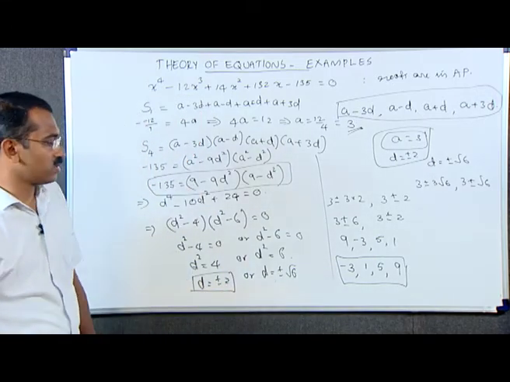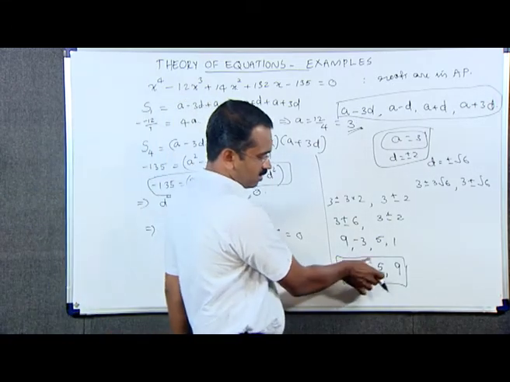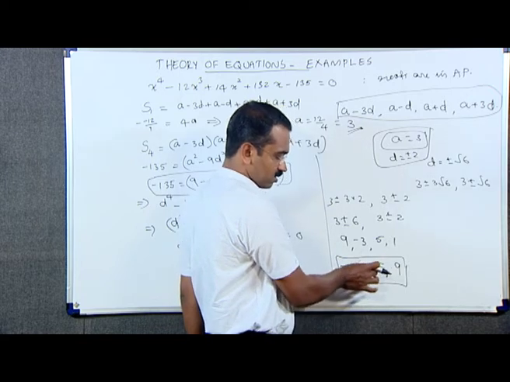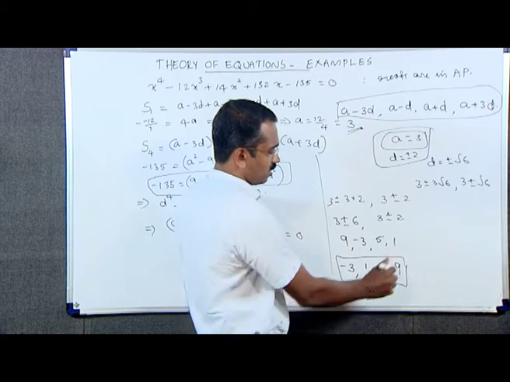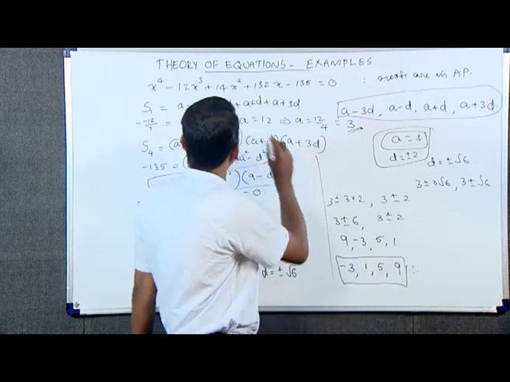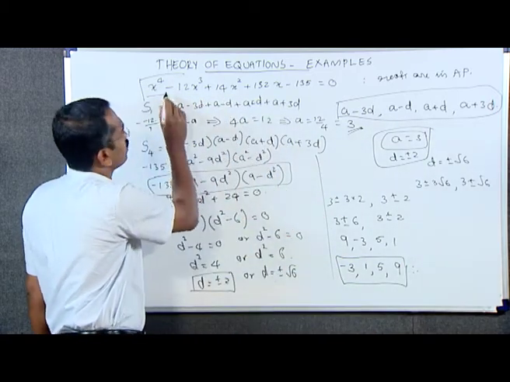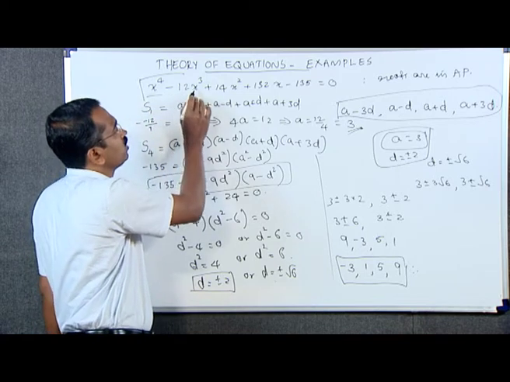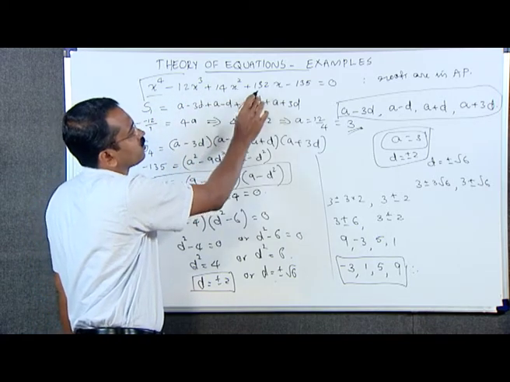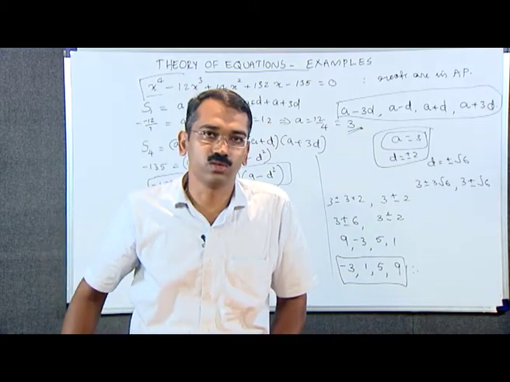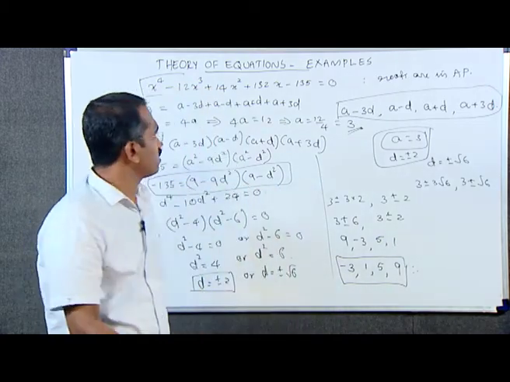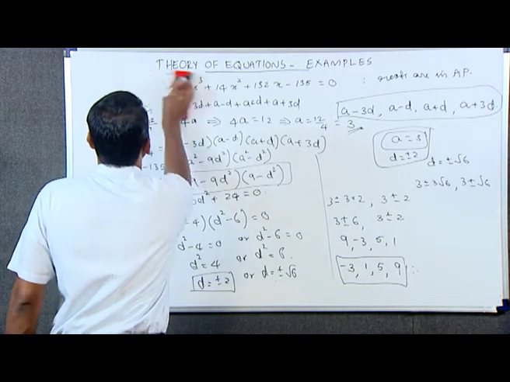These are the roots. We can verify this. This is in AP because the common difference is 4. Therefore, these are the 4 roots of the given equation x raised to 4 minus 12x cube plus 14x square plus 132x minus 135 is equal to 0. Now, consider another example.